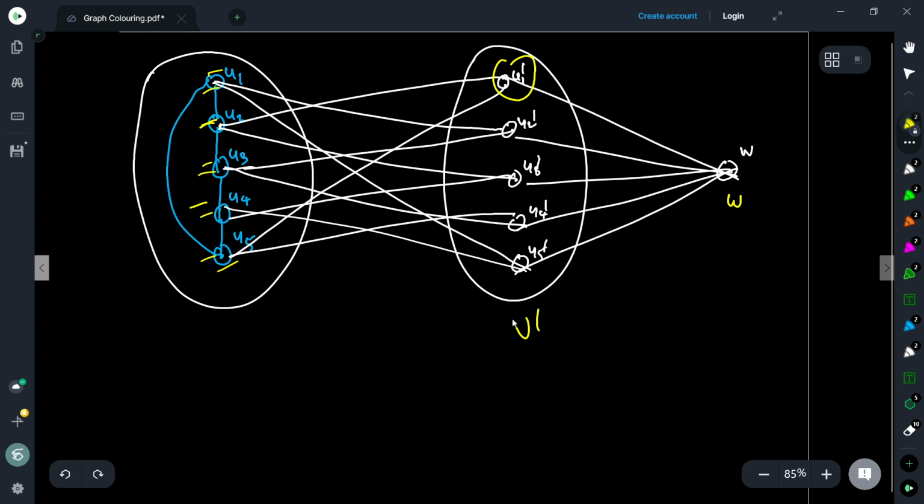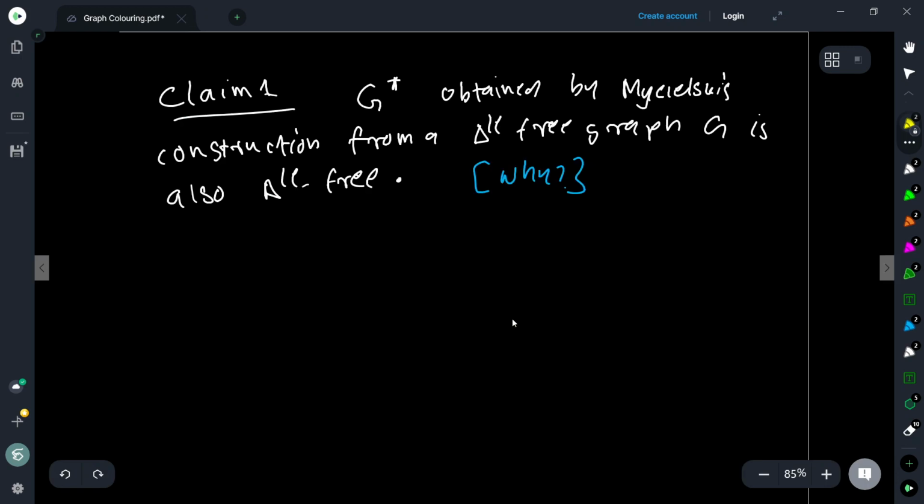So we have an argument that the graph that we have obtained is triangle free. Now we want to show that the chromatic number has actually increased. First, the claim is that the graph G star obtained by the Mycielski construction from a triangle free graph G is also triangle free. So we just proved this, and you can try to formally write it down.